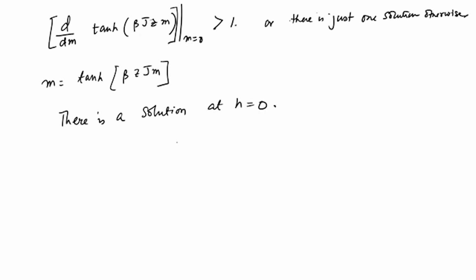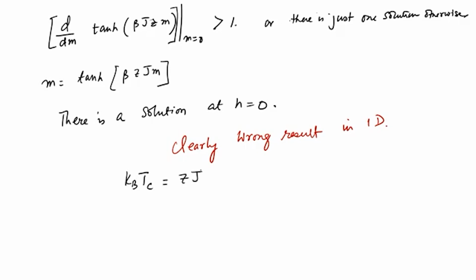And clearly that is a wrong result in 1D. Okay. Because the ordering temperature in this particular case is nothing but k Tc equal to Zj, that is what we have. So, it is beta Zj when m is non-zero. So, your Tc becomes equal to Zj over k, and in 1D this Tc becomes equal to 2j over k.